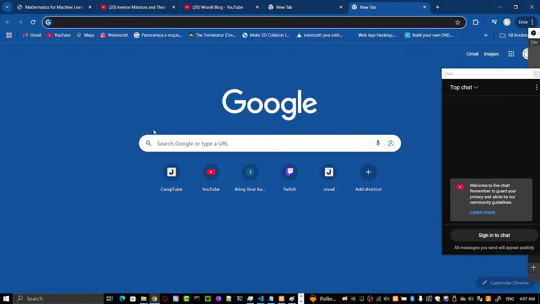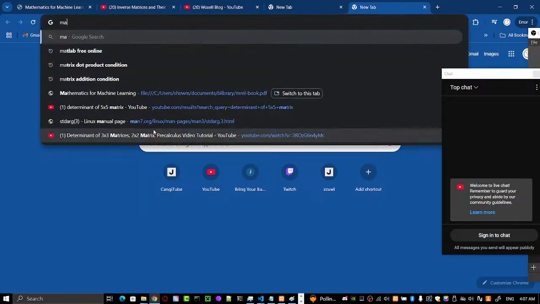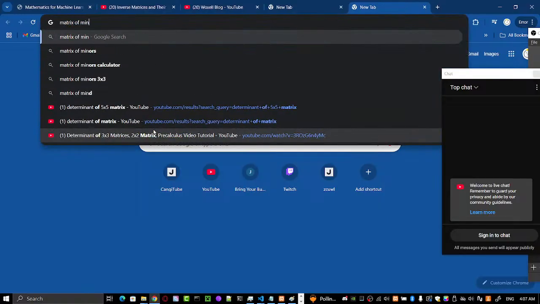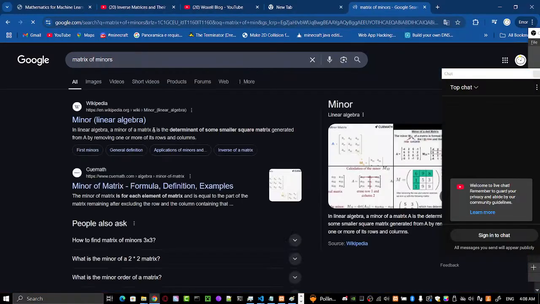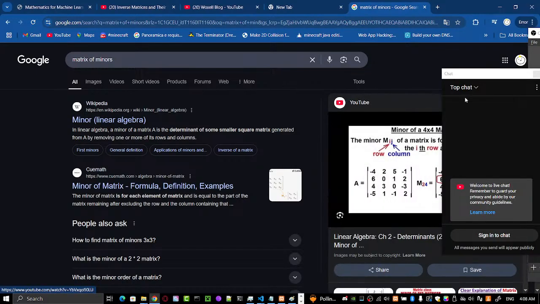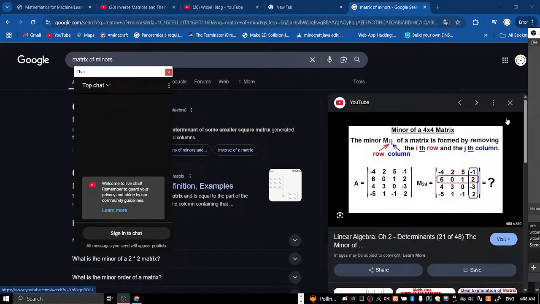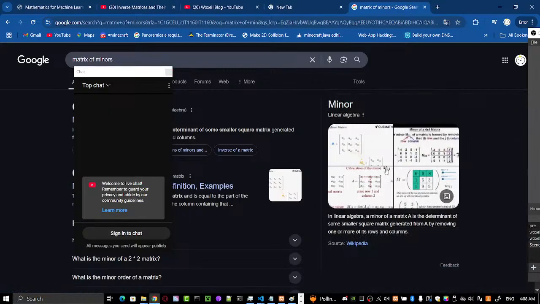Is this the correct term? So matrix of minors. It is the determinant of this part right here.